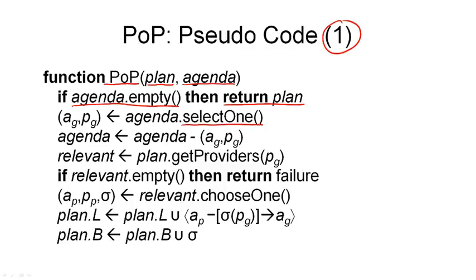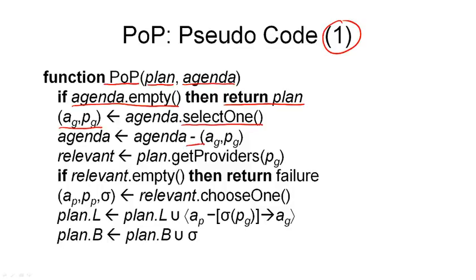The reason is, again, that we need to work on all agenda items eventually, and it's only important for efficiency in which order we do that, but not for completeness. So now we've chosen a pair, which is an agenda entry, consisting of an action AG and a precondition PG. The next step simply removes the chosen entry from our agenda.